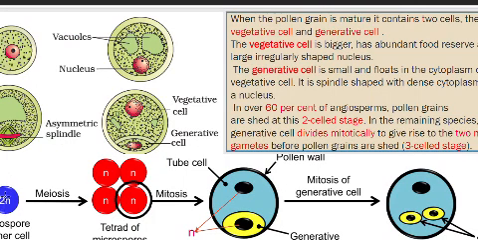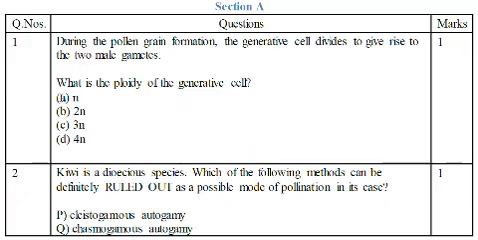Here you can see that a microspore mother cell turns into a pollen grain. So the microspore mother cell, which is 2N, will undergo meiosis to form the microspores, which are N. The microspores undergo mitosis to form the mature pollen grain, where the generative cell divides into two male gametes here. So the ploidy level will be N. So the answer will be N.